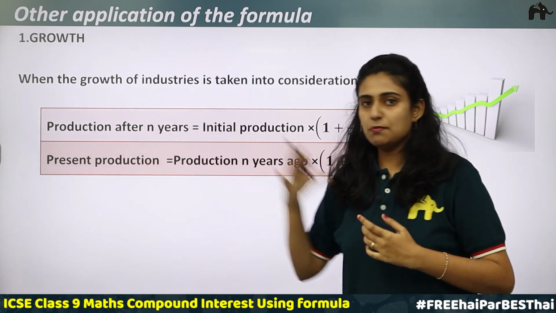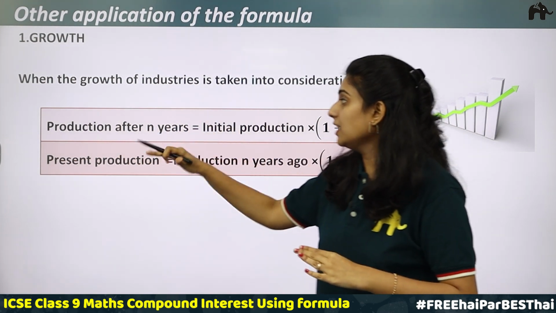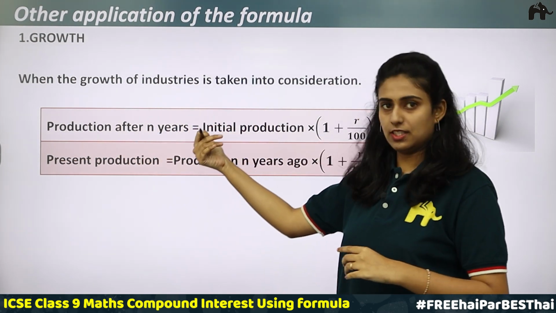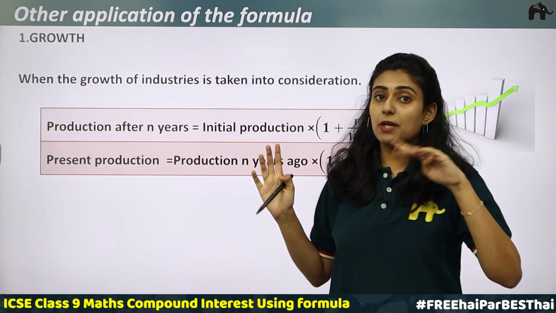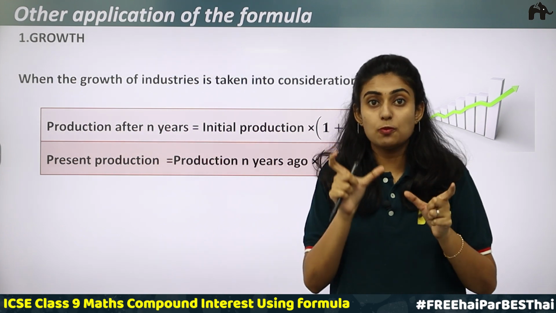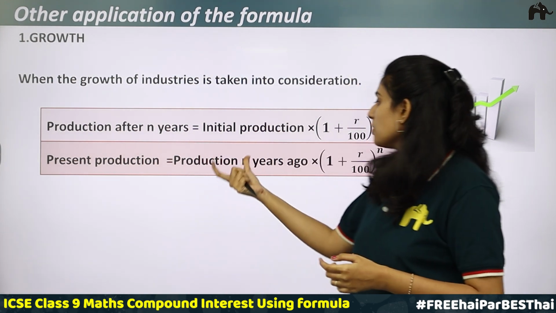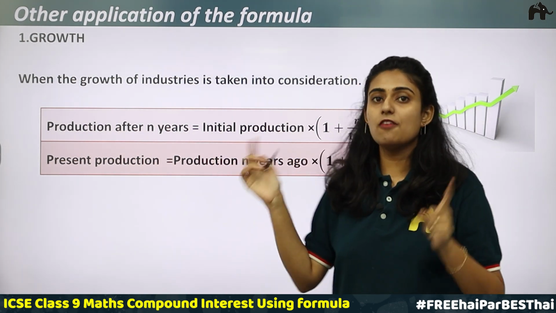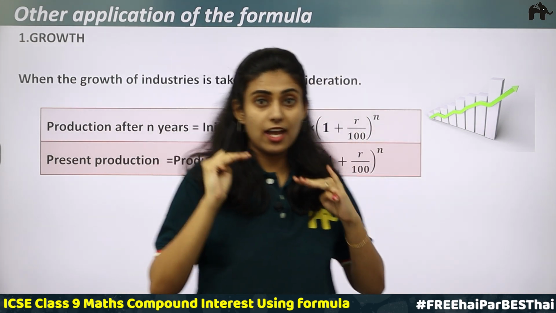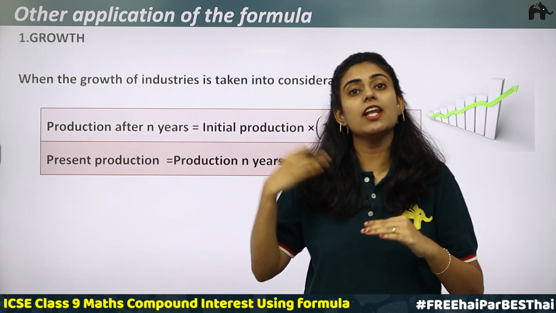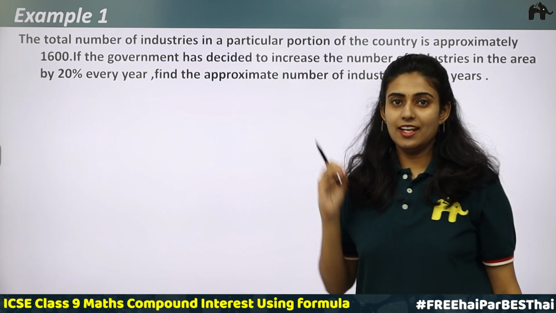Then the present production. If you are going to find the production after n years, you will be using this. If you need to find the present production, when the production n years ago is given, then it is production n years ago into 1 plus R by 100 whole raised to N. Okay, so we can find the present production and the production after n years. Clear? Let us take an example.